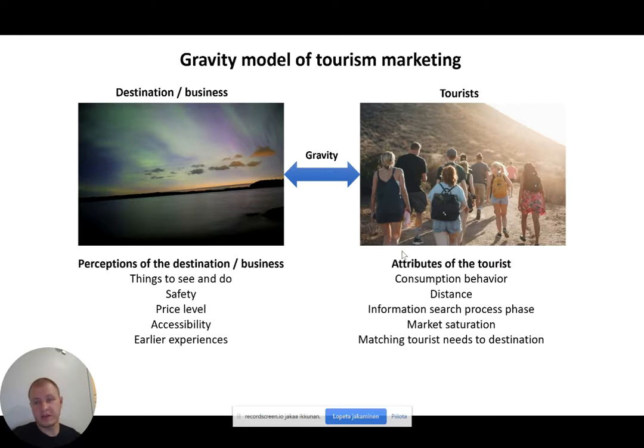Important concept is, for example, market saturation, meaning that different destinations are known in different target markets in a different way. For example, if Visit Finland is marketing Finland as a tourism destination in some markets, then those markets have much bigger market saturation than markets where no one is doing any marketing. And if you have to, as a small business, for example, go to a market where there is no one else in the destination doing marketing, it is a very difficult thing to do. And then, of course, the needs of the tourist should always be at the forefront. So your destinations and businesses have to find those tourists that have matching needs to what you have to offer.